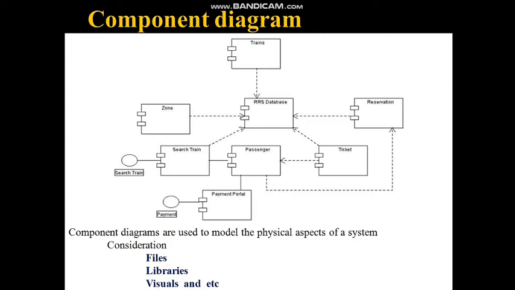Like if you want to log in, there is a train document called train, and it is connected to the RRS database, the railway reservation system database. This database requires a zone file, search train file, reservation file, ticket file and so on. So we have to consider something before drawing the component diagram. The things are files, libraries, visuals and so on. Files used in the system are responsible for the component diagram.